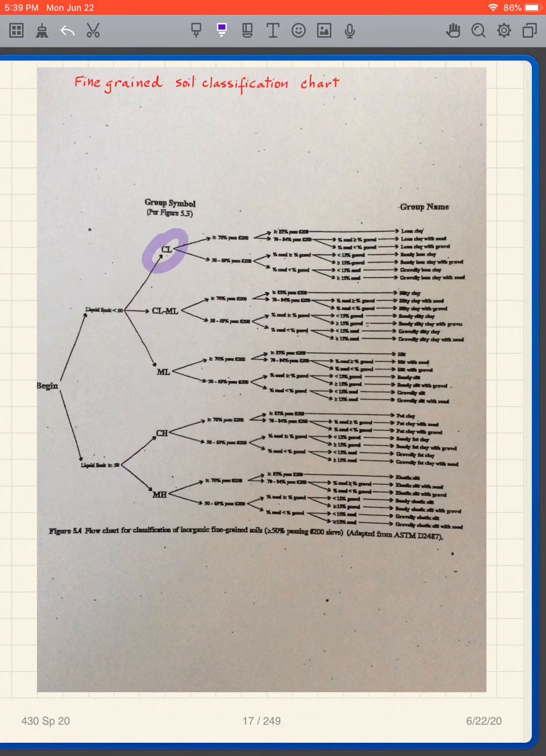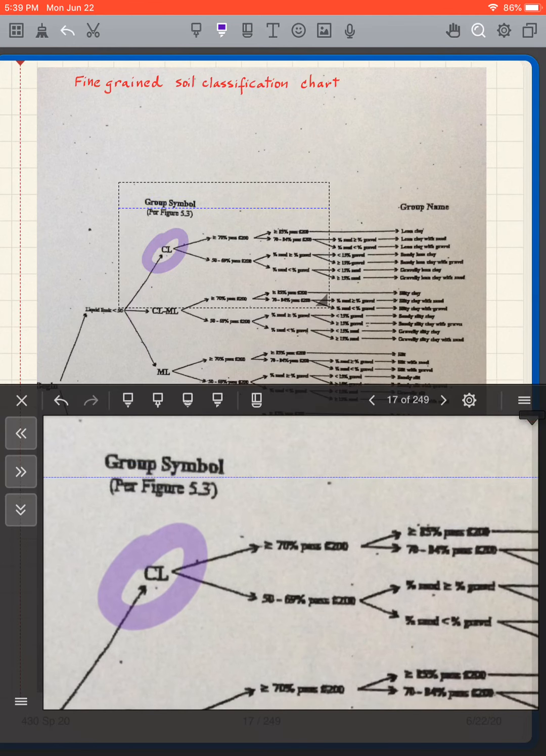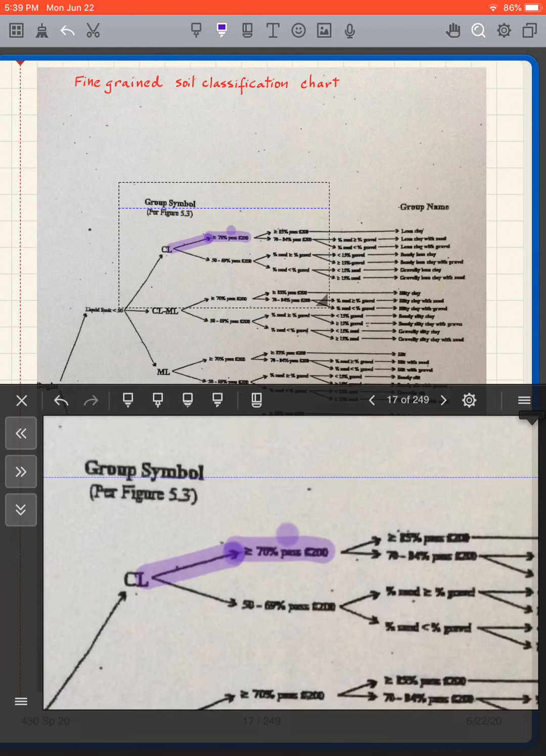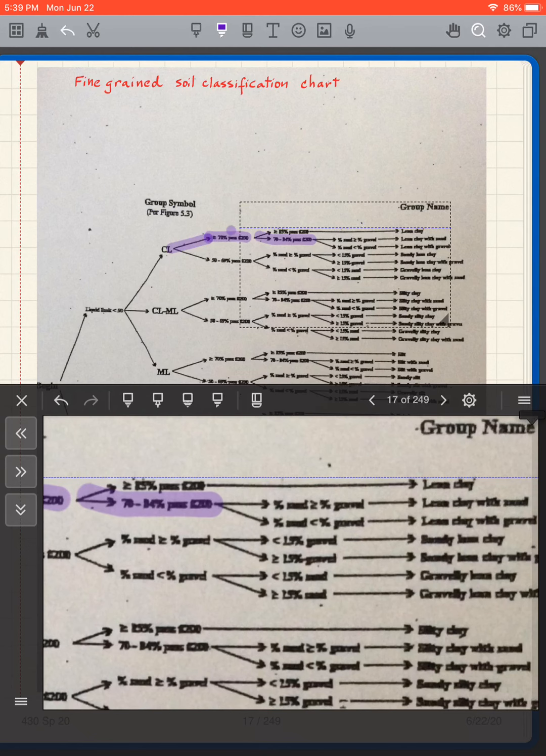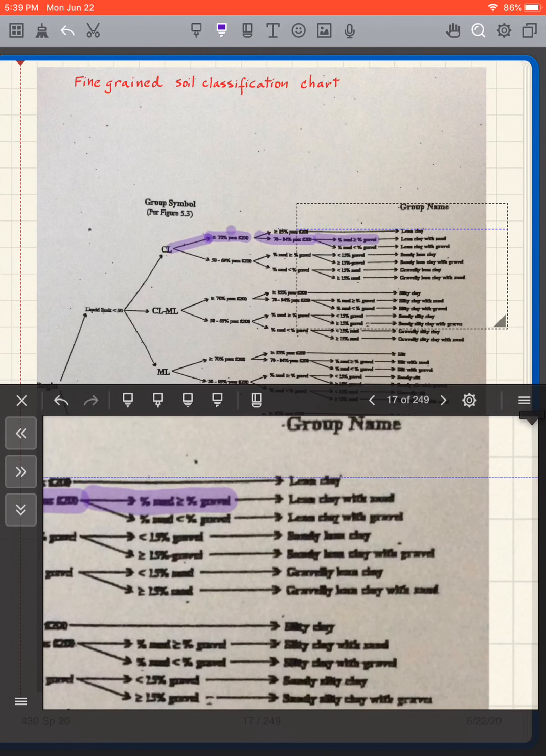So I start here, and then I have to look at, do I have greater than or equal to 70% passing the number 200? Yes, I do. I had equal to 70%. So I start here, I'm here, and then I go across here. It's 70 to 84% passes the number 200, so I'm in there. And then, is the percent sand greater than percent gravel? Yes, the percent sand was greater because I had no gravel. And so I end up with lean clay with sand. So my final answer is CL, lean clay with sand.